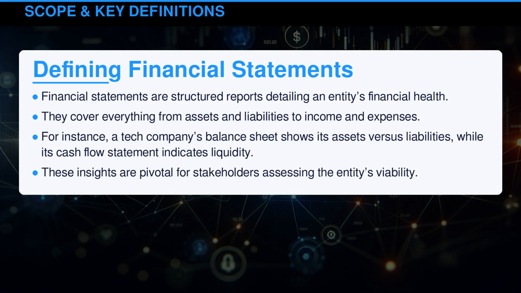Financial statements are structured reports detailing an entity's financial health. They cover everything from assets and liabilities to income and expenses. For instance, a tech company's balance sheet shows its assets versus liabilities, while its cash flow statement indicates liquidity. These insights are pivotal for stakeholders assessing the entity's viability.